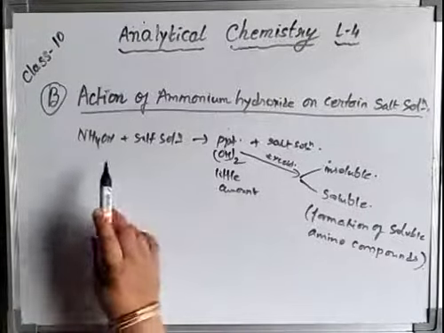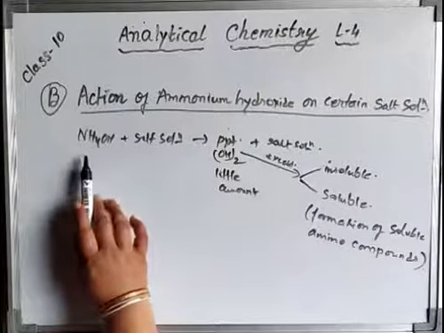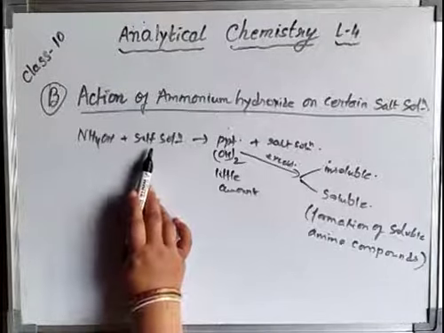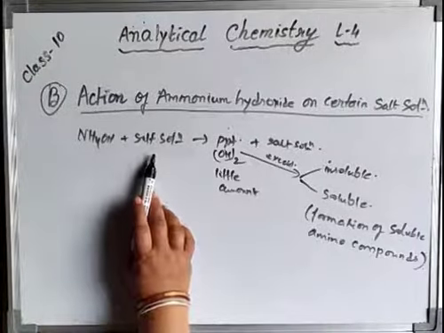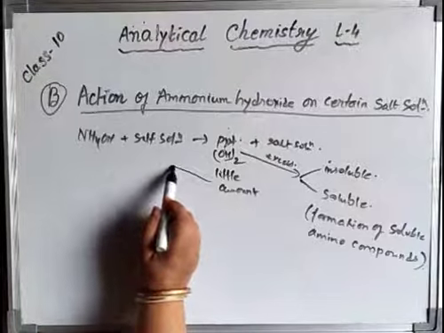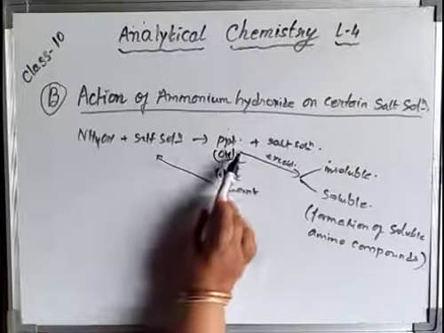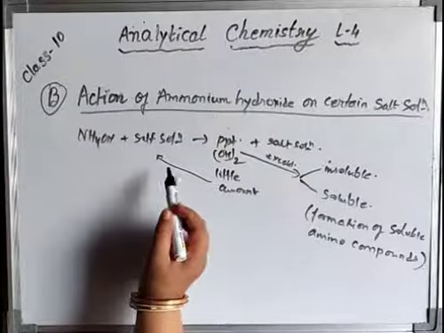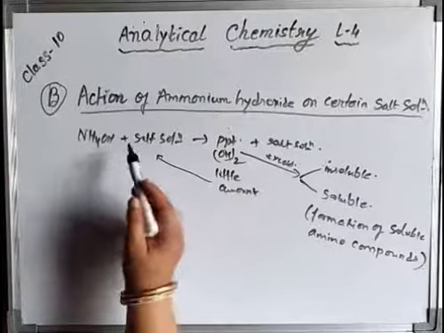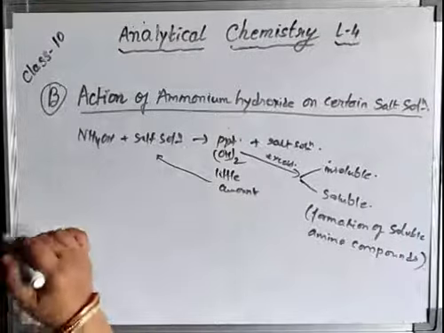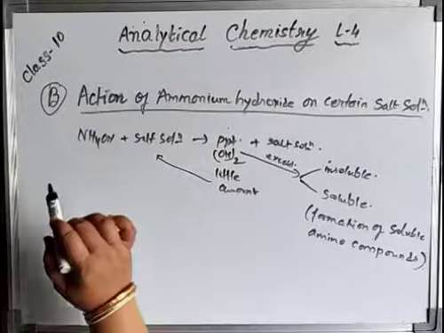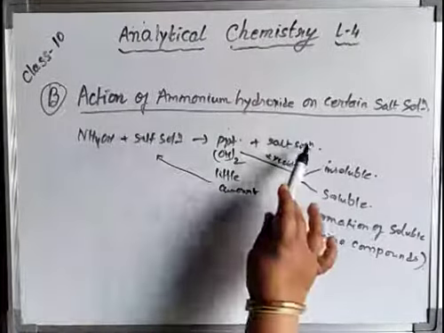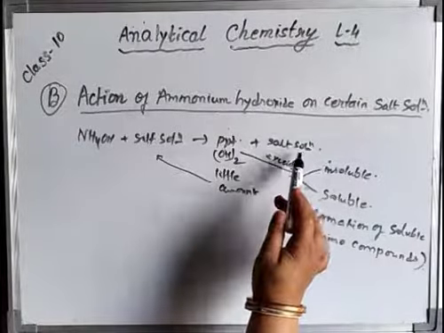So first, what is the basic idea? When ammonium hydroxide behaves as a reagent and is added to the salt solution in a little amount, what happens? The precipitate of the respective salt forms. If it is a representative element, it will give a white PPT. If it is a colored element, a transition element, it will give the respective colored PPT in the form of hydroxide, plus another salt formed by double decomposition.